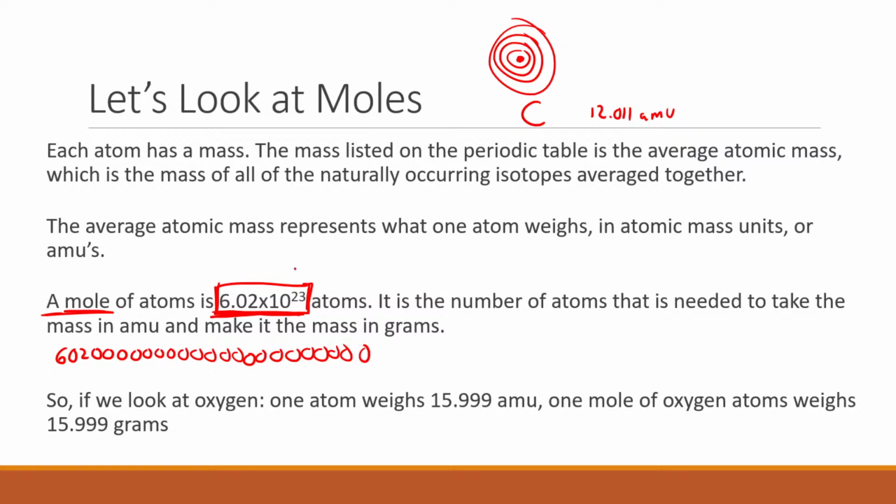And the really important thing about this number in particular is it's the number we need to take this number in AMU and convert it perfectly into grams. 12 AMU, that's teeny tiny. We will never ever be able to touch 12 AMU, but 12 grams, that's a pen. That's something I could pick up and look at and hold. That's something I can weigh on a balance.